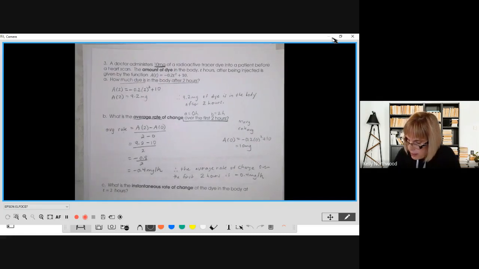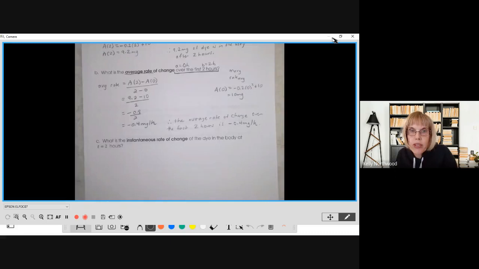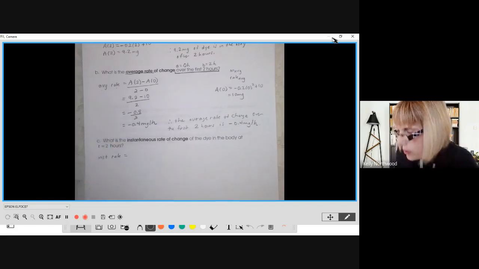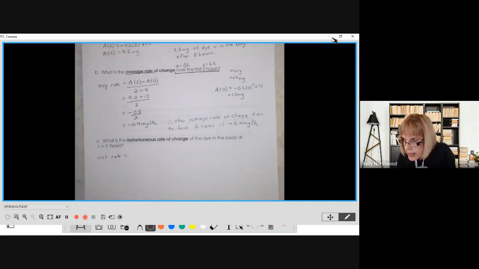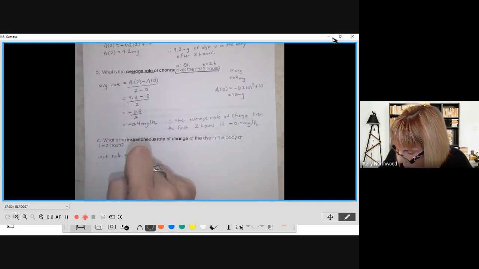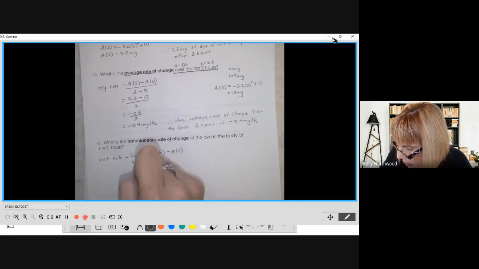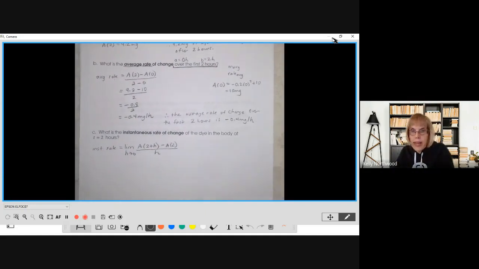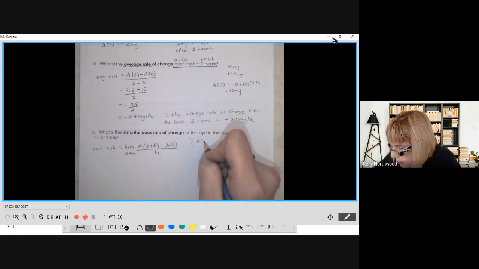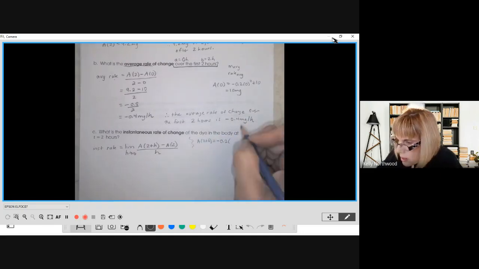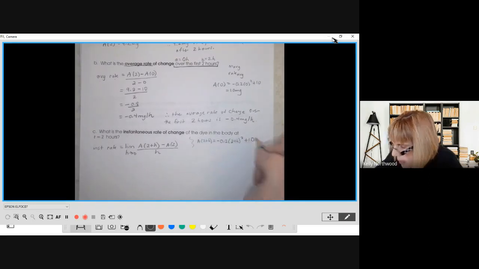Awesome. Okay, and this is our last question. What is the instantaneous rate of change of the dye in the body at t equals 2 hours? So we could do instantaneous, so INST rate equals, or you can do M instantaneous or rate instantaneous, however you want to write it. And it's going to be the limit as h approaches 0 of A at 2 plus h minus A at 2 over h. So I know A at 2, I have to find A at 2 plus h. And that is going to be negative 0.2 times 2 plus h squared plus 10.